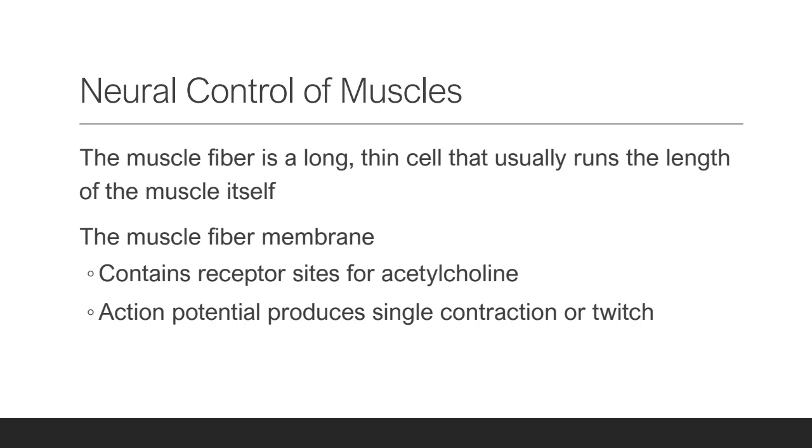Okay, so let's look at how the brain controls muscles. Neural control of muscles. So what are muscles? Well, muscles are fibers. They are long, thin cells that usually run the length of the muscle itself. So muscle fibers contain receptor sites for acetylcholine. This is the primary neurotransmitter that is involved in moving muscles. And action potentials come in the form of single contractions or twitches of the muscles.